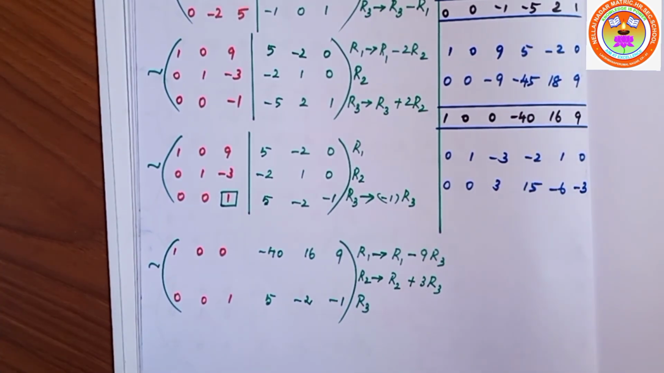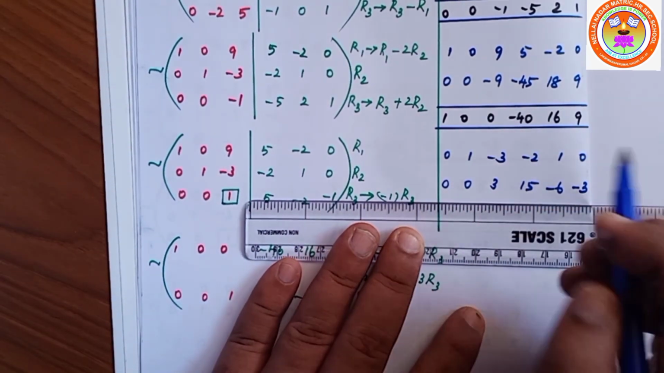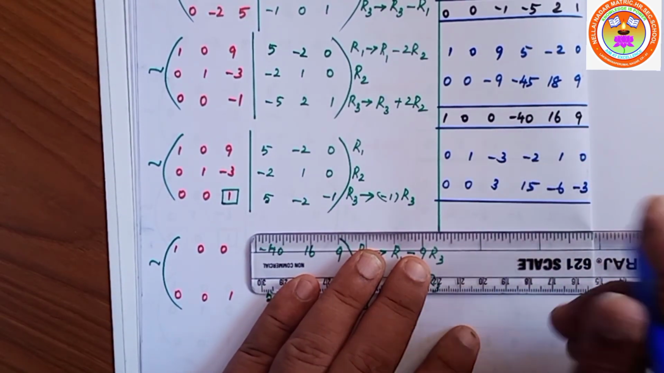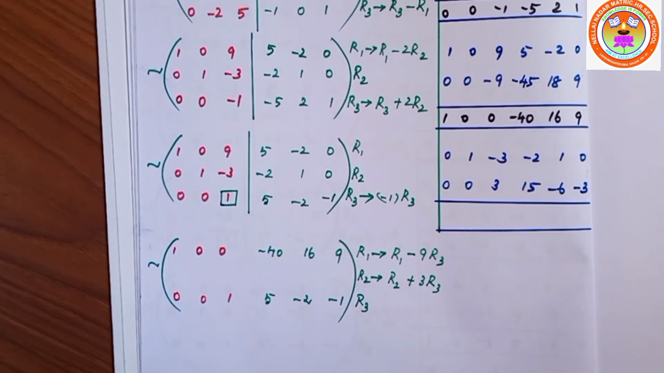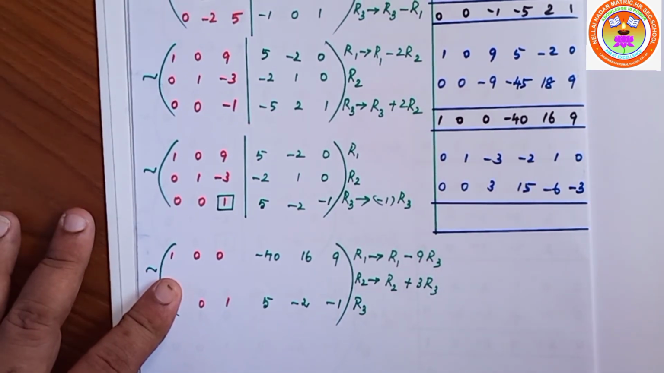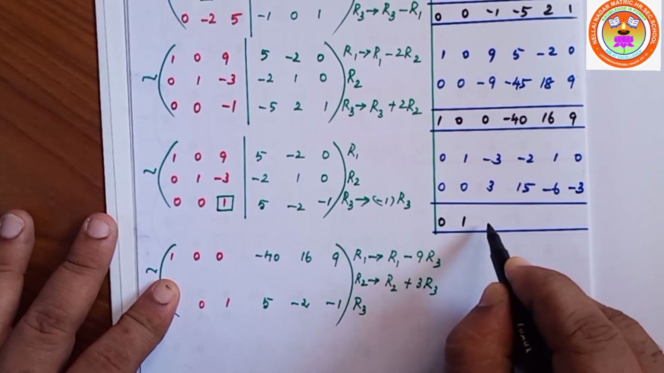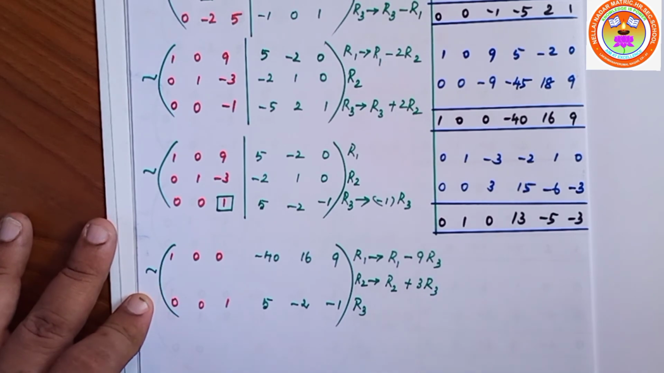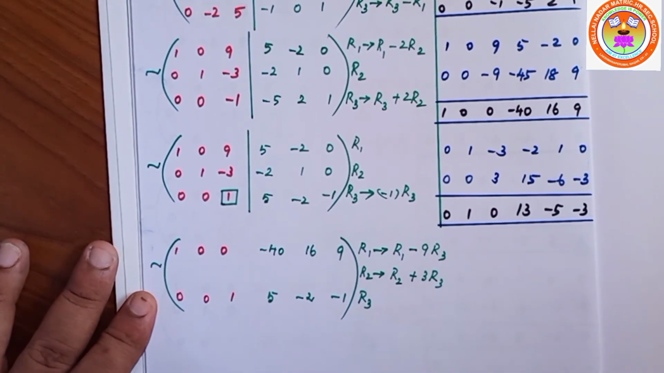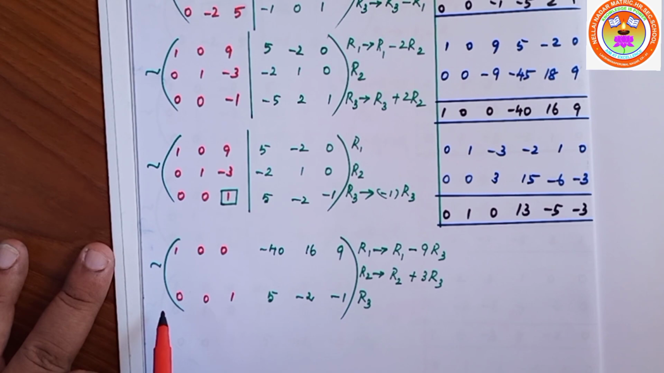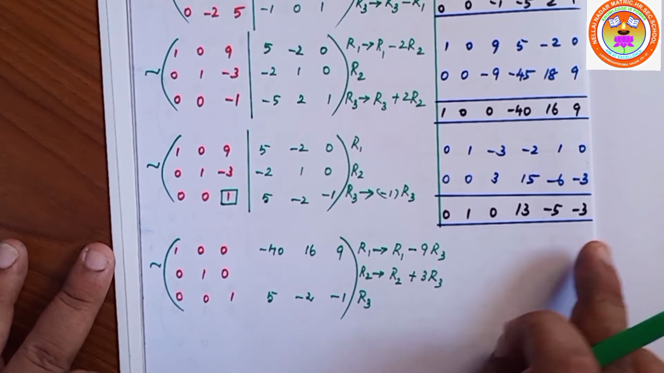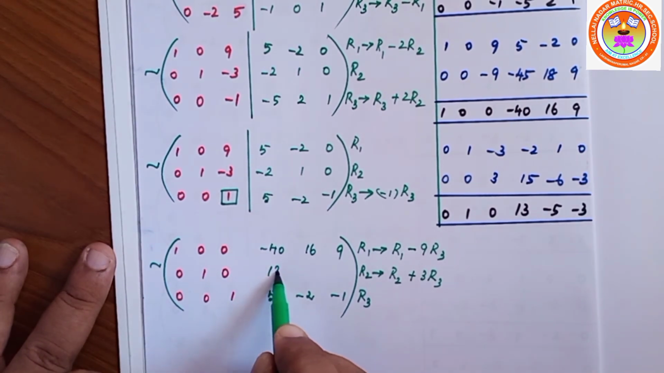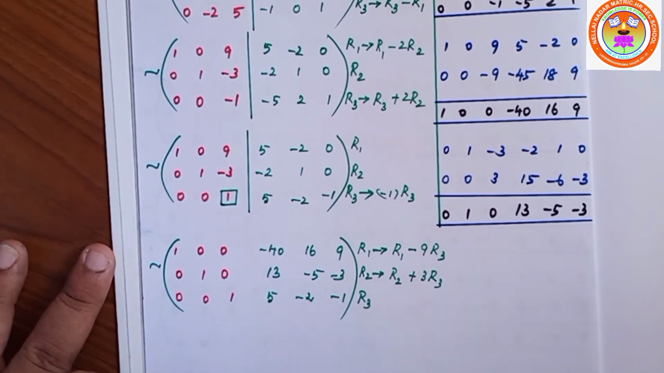Now 0 plus 0 is 0, 1 plus 0 is 1, minus 3 plus 3 is 0, 15 minus 2 is 13, 1 minus 6 is minus 5, 0 minus 3 is minus 3. So write that value here. R2 is 0 1 0, 13 minus 5 minus 3.